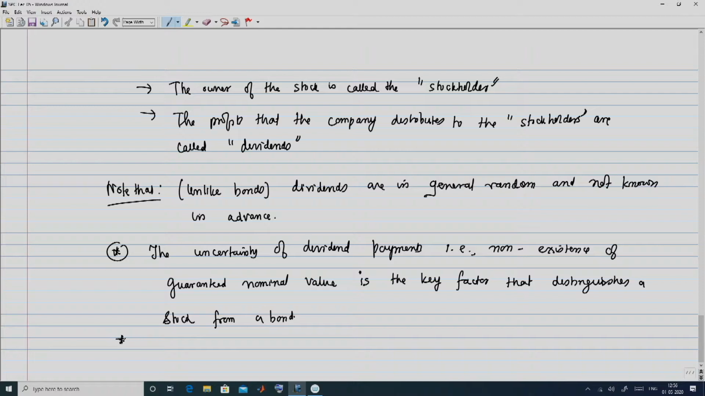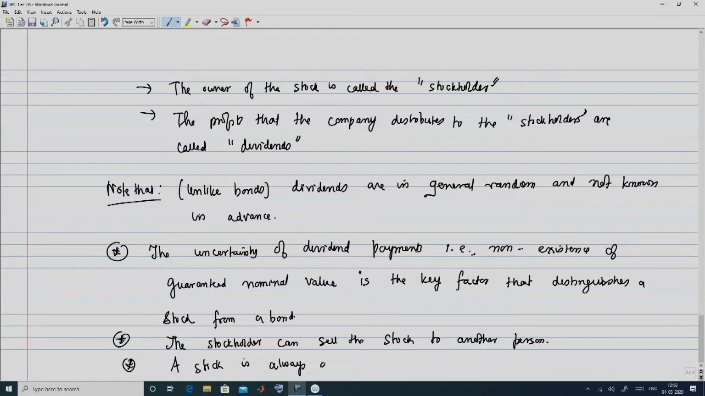And the second observation that I want to make is that just like bonds can be sold to another creditor, likewise the stockholder can sell the stock to another person who of course recognizes that this is, and the third point that I want to make is that a stock is always a risky security.